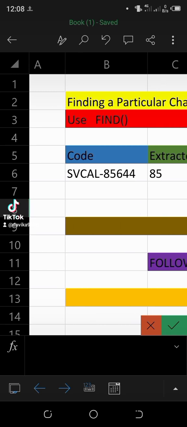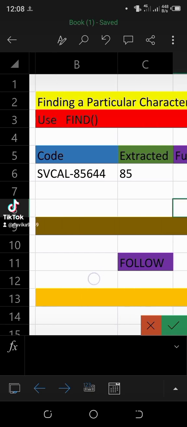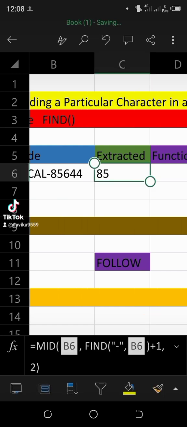Now, look at this. We've used the find function. So, for example, look at this count here: SV call hyphen 85644. Suppose I want to extract 85. What should I do? I need to use the find function in the mid function, which we previously discussed.